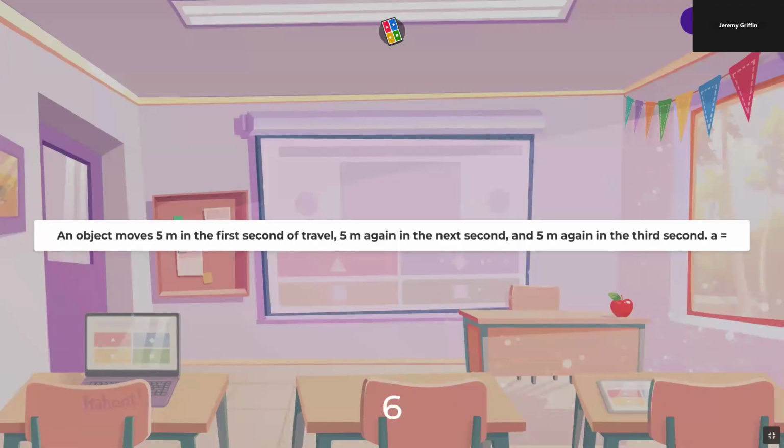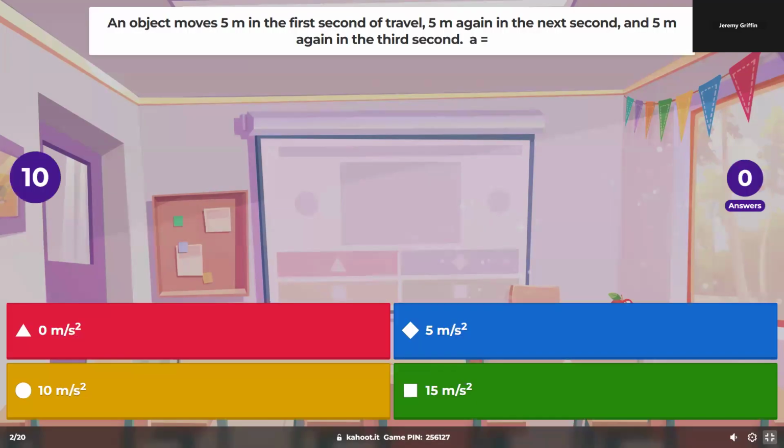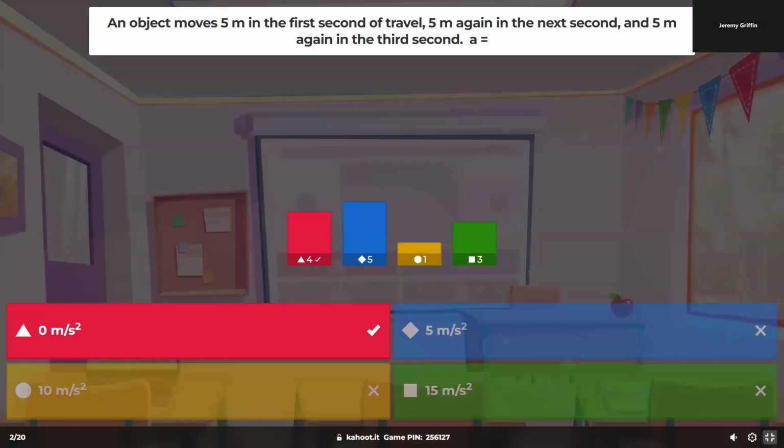Object moves 5 meters in the first second of travel, 5 meters in the next second of travel, 5 meters in the third second of travel. What's the acceleration? Yeah, zero. 0 meters per second squared.